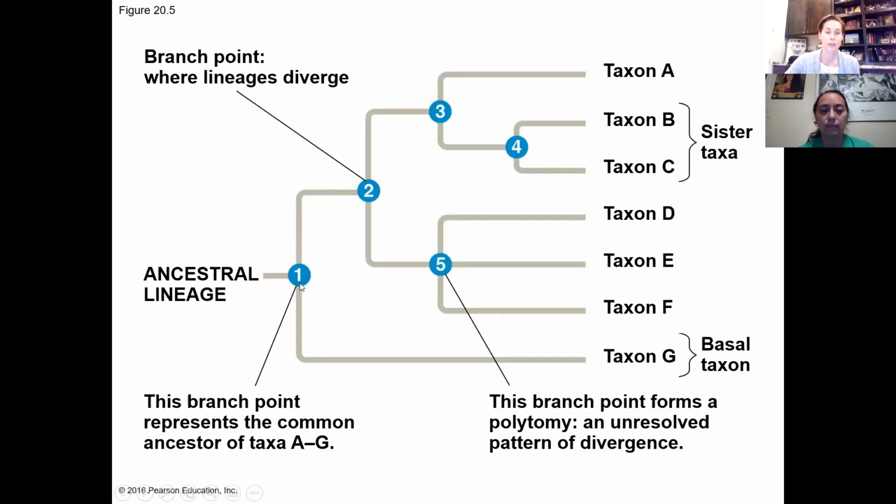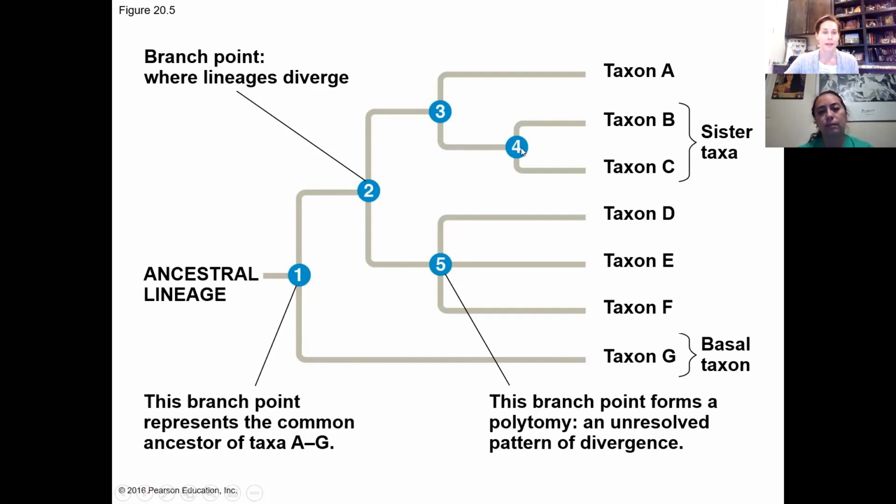So one is your ancestral lineage. And here we've got these branches off. This little guy all by himself, there's nothing else with him. He branched off early and he's still alive. That's a basal taxon. The sister taxa are like B and C because they share a common ancestor with nobody else.